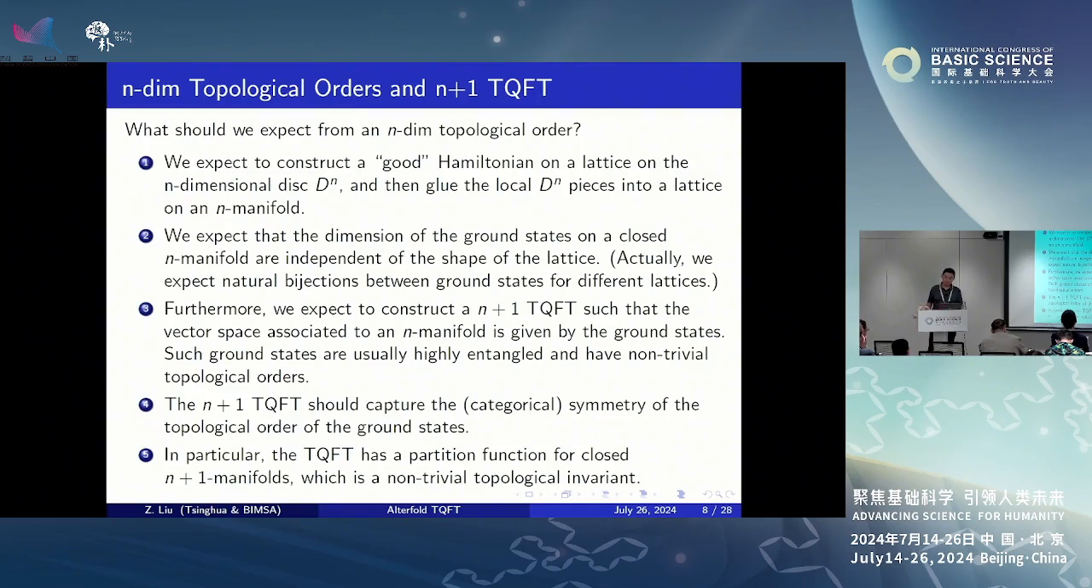And furthermore, such ground states are usually highly entangled, based on non-trivial symmetry. We expect those topological structures give non-trivial constraints on the states, and this will produce non-trivial topological orders. And we expect that the TQFT will capture the symmetry of topological orders, or the states, just the topological symmetry. So it's actually even more than the categorical symmetry if we consider TQFT.